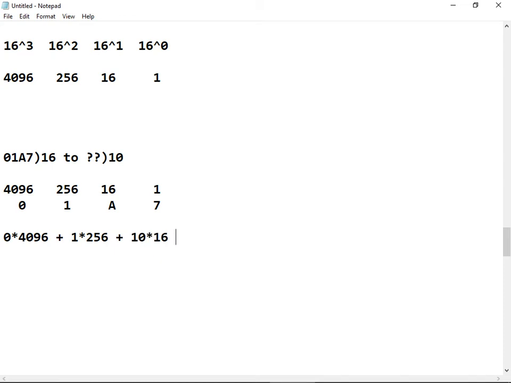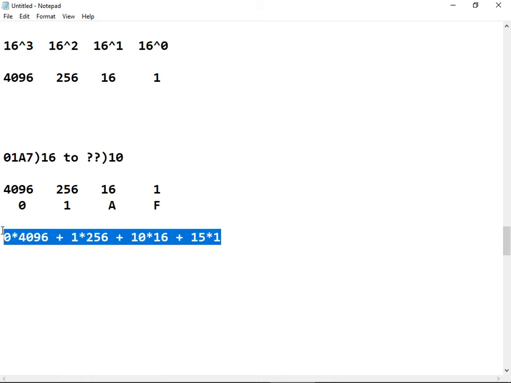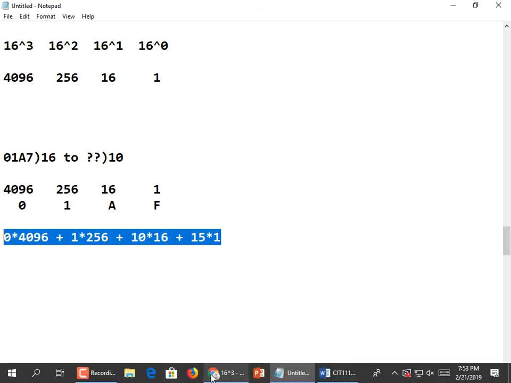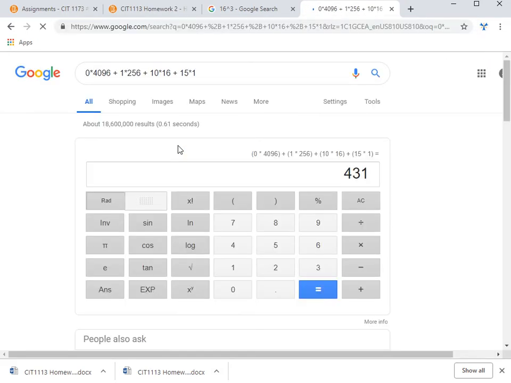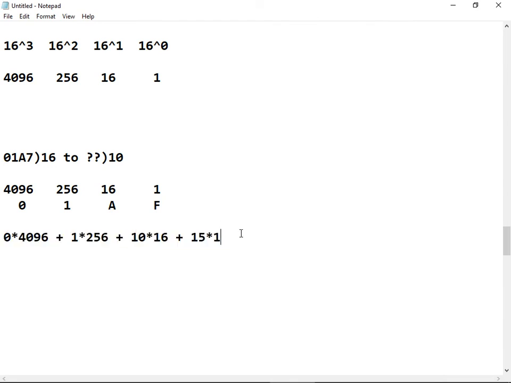times 16 plus, let's make this one even more awesome. Let's make this an F. And what did we say an F was? 15. So 15 times 1. And we could do all this math, or I could just copy and paste it into Google because I'm extraordinarily lazy. That's equal to 431, if Google is correct.